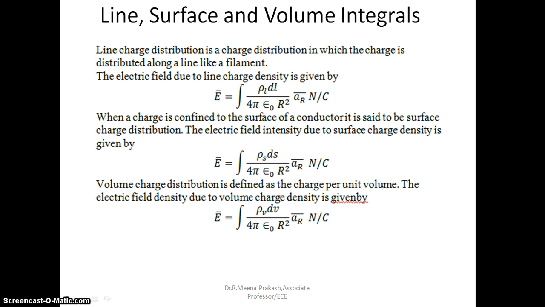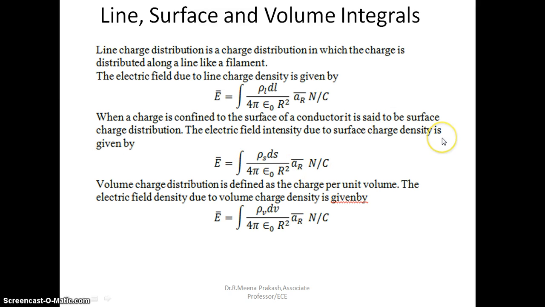E, that is the electric field intensity, is given by Q by 4 pi epsilon 0 r square. From Coulomb's law, if we derive, E is equal to Q by 4 pi epsilon 0 r square. Here, instead of the charge, since this is a line charge, I am replacing it with rho L dl. So E vector equals rho L dl by 4 pi epsilon 0 r square aR, where aR is a unit vector, and the unit is Newtons per coulomb.